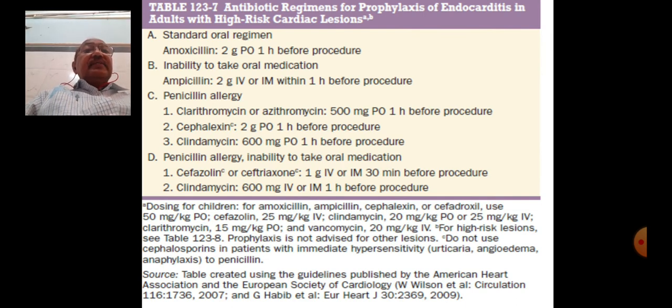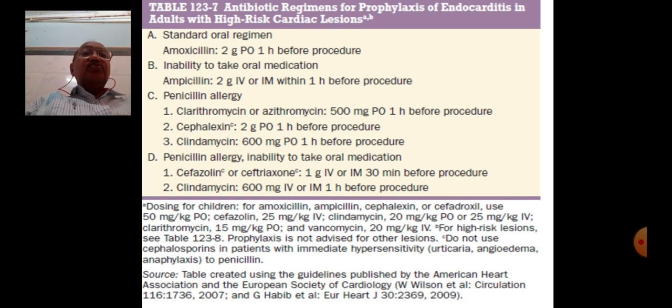The antibiotic regimes for prophylaxis of endocarditis in adults with high-risk cardiac lesions: standard oral regime of amoxicillin 2 gram oral 1 hour before the procedure. Those who are unable to take oral, you can give 2 gram IV or IM within 1 hour before the procedure. And those who are allergic to penicillin, you can use clarithromycin or azithromycin 500 milligram oral 1 hour before the procedure, or cephalexin 2 gram or clindamycin 600 milligram.